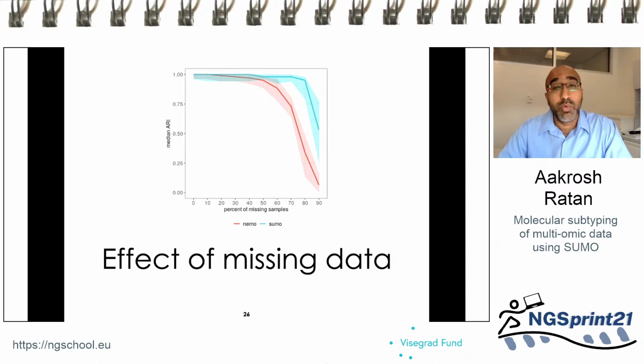There is one more tool that handles missing data, and that's NEMO. What we show here is an increase in the percent of missing samples. Both SUMO and NEMO seem to be able to handle it up to a certain point, but then NEMO's performance seems to fall off much faster than that. SUMO is able to recover the clusters most of the time.